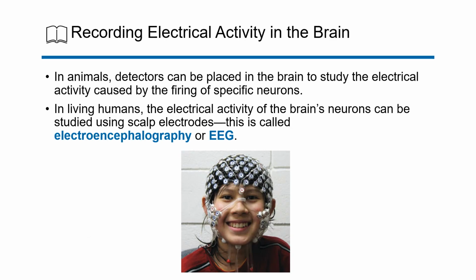Let's talk about some tests that we do. So recording electrical activity in the brain, we use a tool called EEG, which is electroencephalography. It's a technique used to measure and record electrical activity of the brain. It's non-invasive, meaning we don't have to cut the person open or go internally, so it doesn't involve any kind of surgery. And it works by placing these electrodes, small sensors, on the scalp.